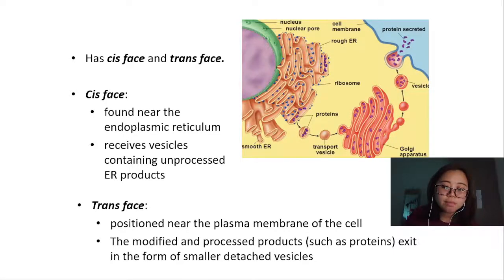So, mungkin kamu ada nampak sudah perkataan vesicles beberapa kali. Kalau ada yang belum jelas, vesicle ini kamu boleh bayangkan dia macam bubble. It's like a bubble that can be empty or it can contain substances and they move around in the cytoplasm. Okay, just imagine they are bubbles.